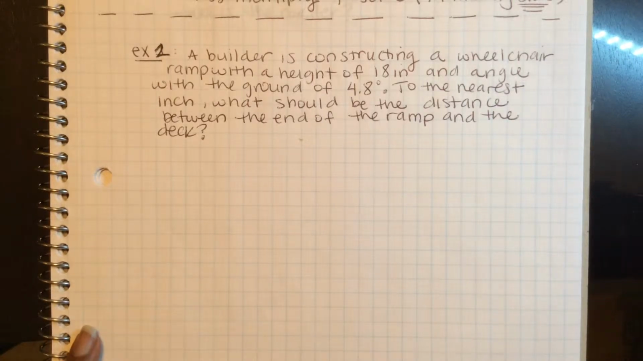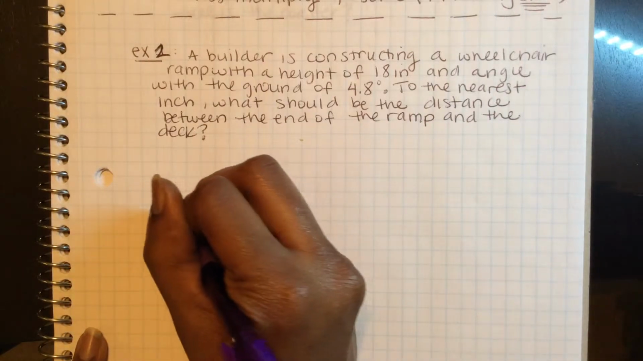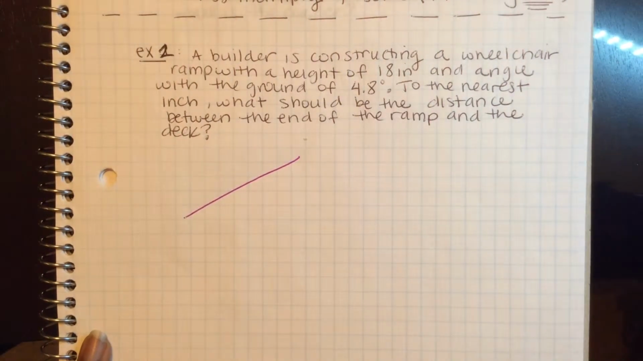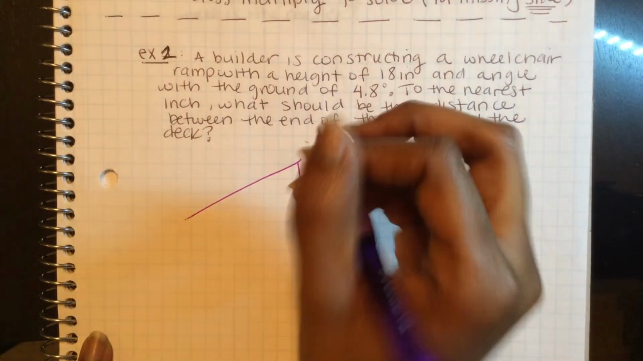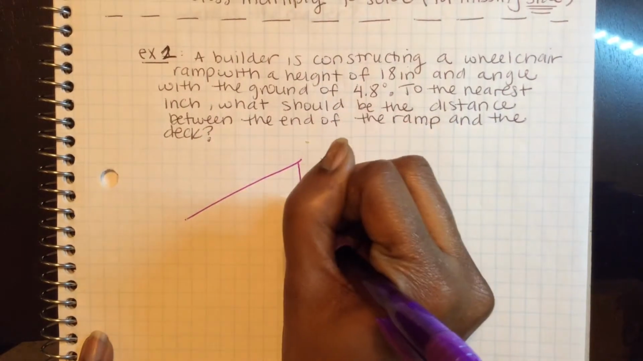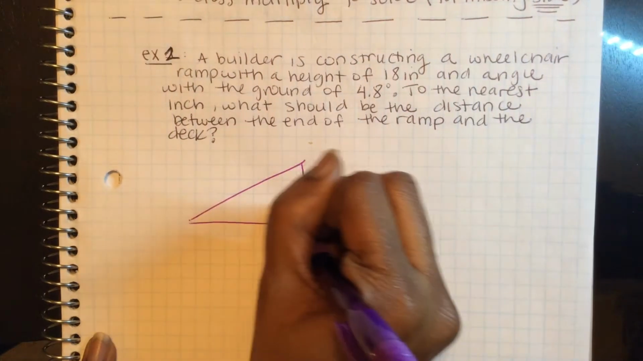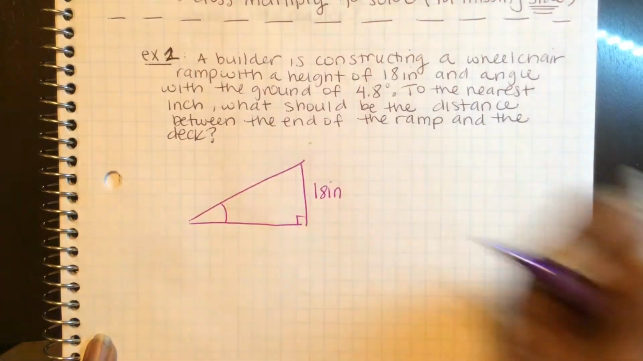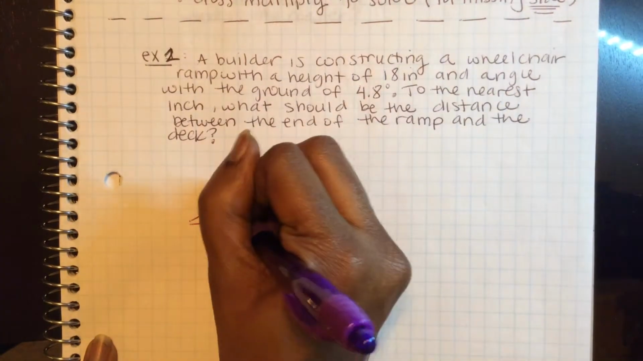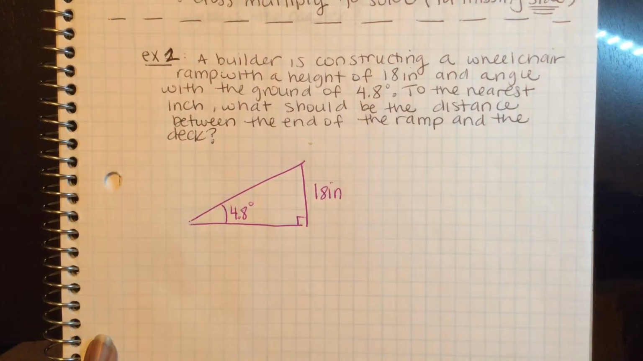Okay, so let's get a visual of this. We have a ramp, and we know the height of the ramp is 18 inches. And remember, height is always perpendicular with the ground. So the angle with the ground, so here's my angle with the ground, is 4.8 degrees.